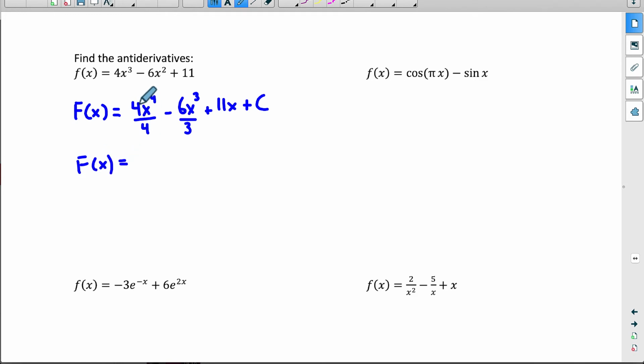Now we just go back and simplify everything. In the first one, look, the 4's cancel out. You just have x to the 4th. Minus 6 and 3 cancels out. You get 2x cubed, and the rest stays the same.